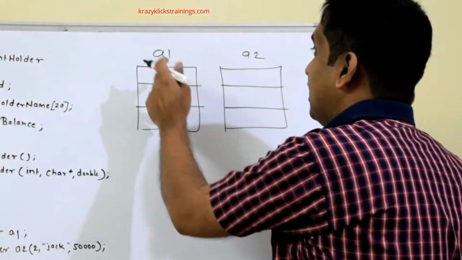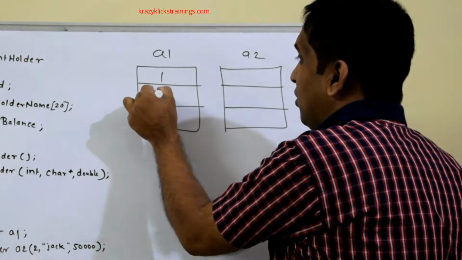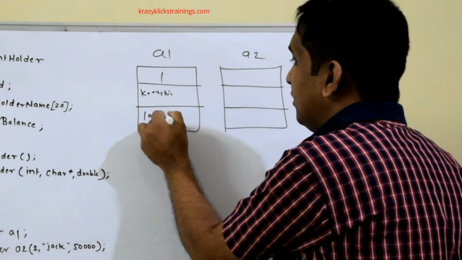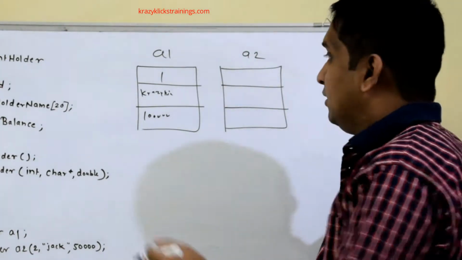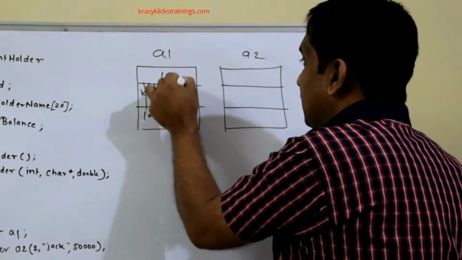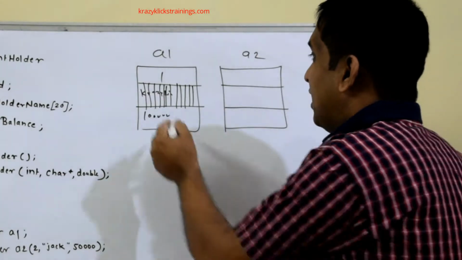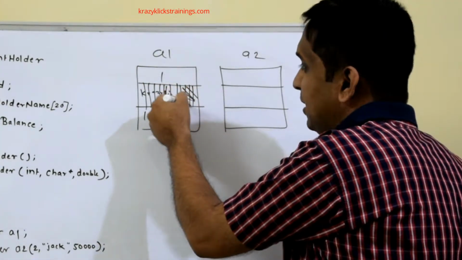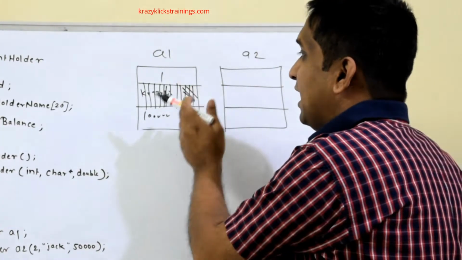In the default constructor I have initialized values: 1 for ID, then crazy clicks for name, and 1 lakh for balance. Now this is a character array, so it is a sequence of 20 characters, so I will draw 20 boxes. Out of them I am initializing only the first few characters and the rest of the characters will be garbage values. So this is the diagram for the A1 object.